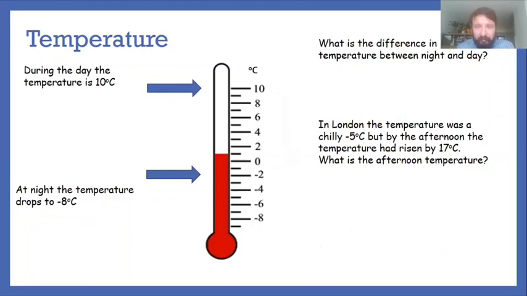So here we go. During the day, the temperature is 10 degrees. At night, the temperature drops to -8. What is the difference in the temperature between night and day? And then another question there. In London, the temperature was a chilly -5, but by the afternoon, the temperature had risen by 17 degrees. What is the afternoon temperature? Have a go at those questions. Pause the video, come back to me, and then we'll go through those questions together.